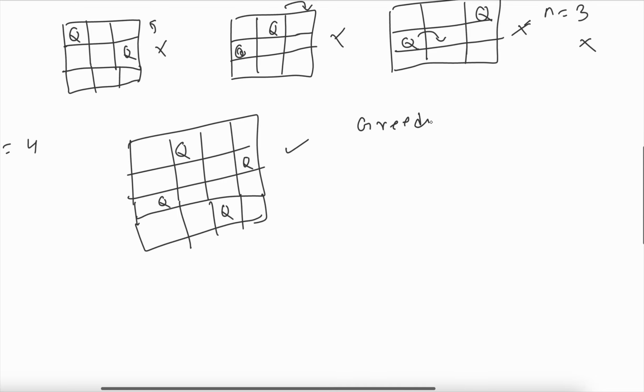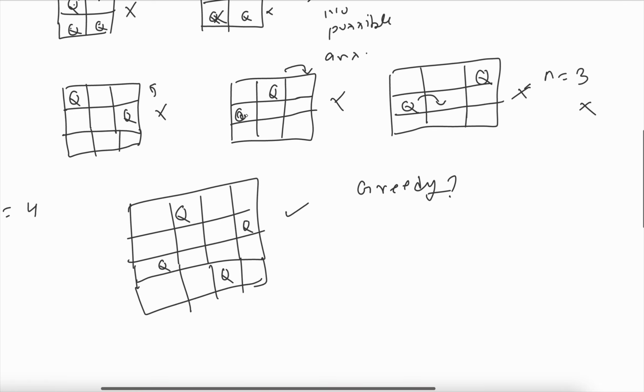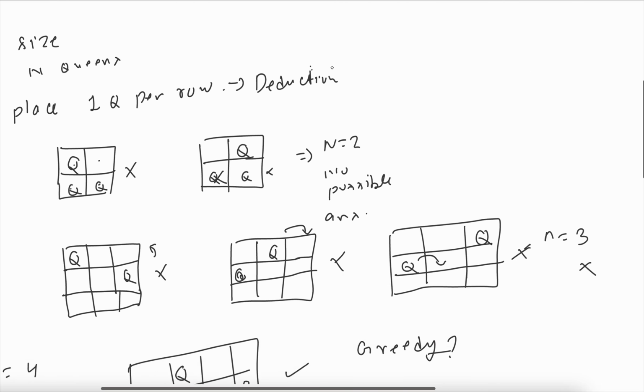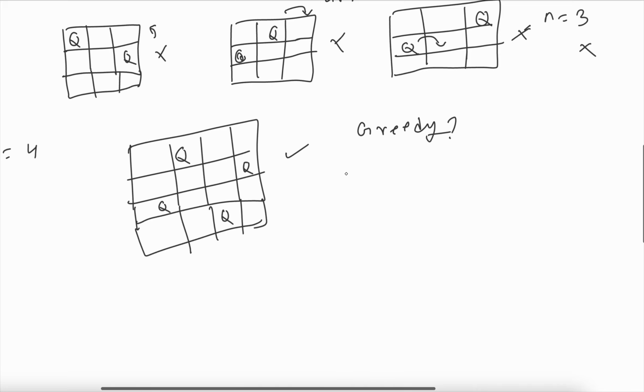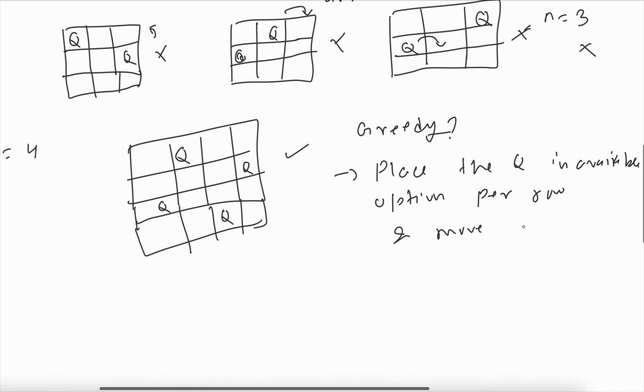Think of a greedy approach. Will greedy work in this case, for n equal to 4? Let's check this. For n equal to 1, what would be the greedy solution? The greedy solution is that we can place one queen per row, placing the queen in the available option per row, and move forward.